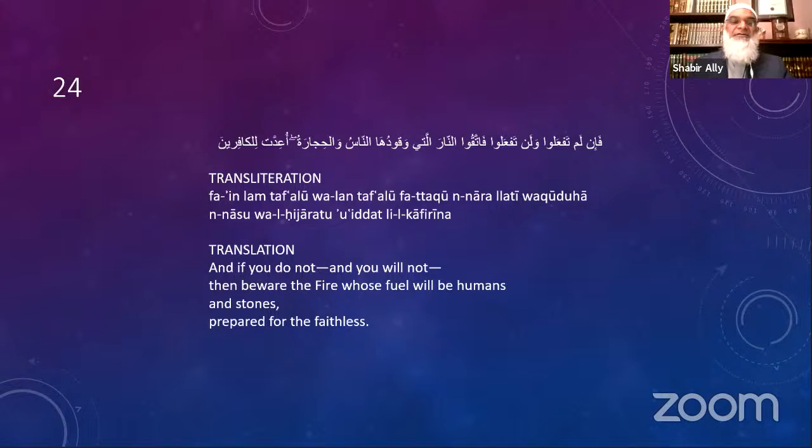So that L sound, when it follows the N sound, makes it such that we have to assimilate the two. So instead of saying fa'in lam, we're going to say fa'illam, as if the lam is doubled there, as if the L sound is doubled, and the N sound is sunk into that doubling.